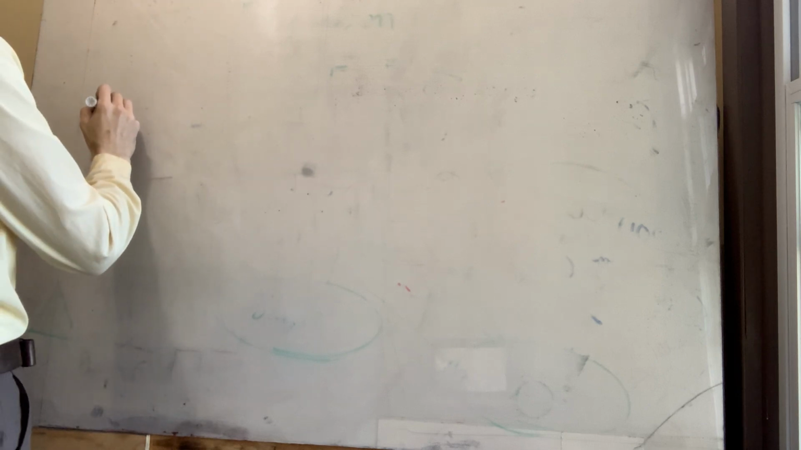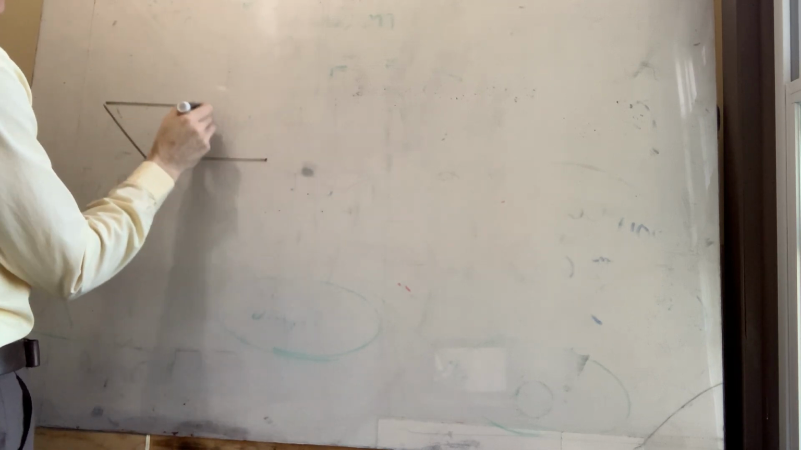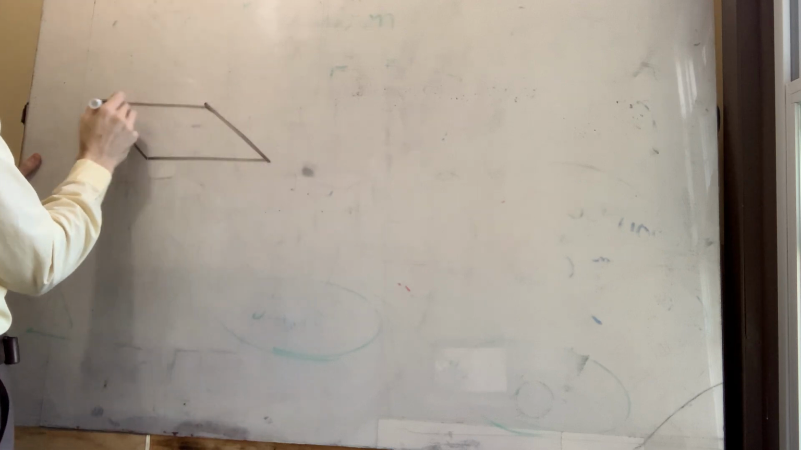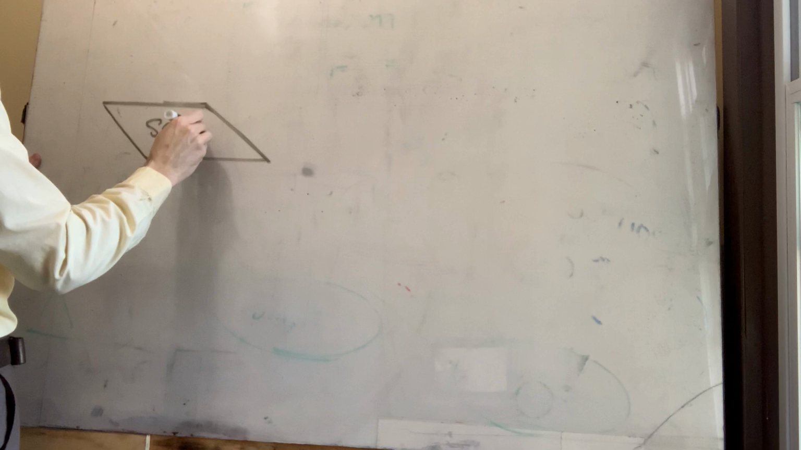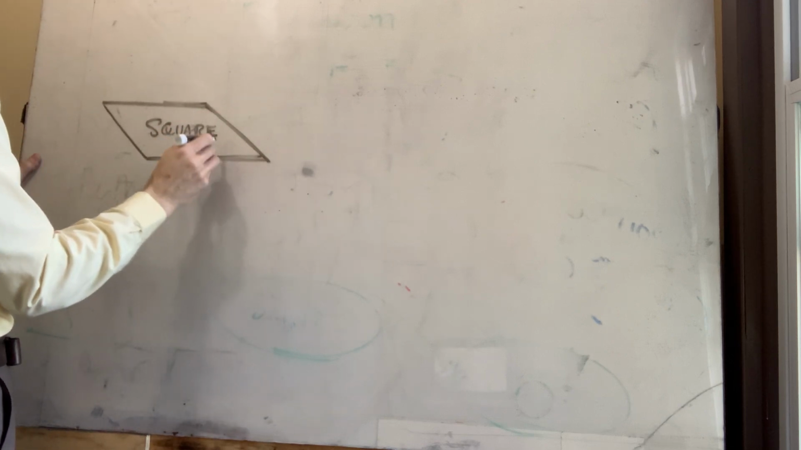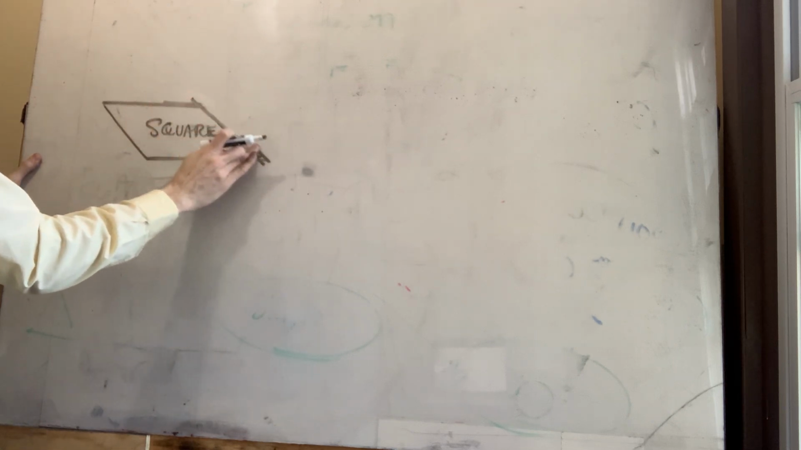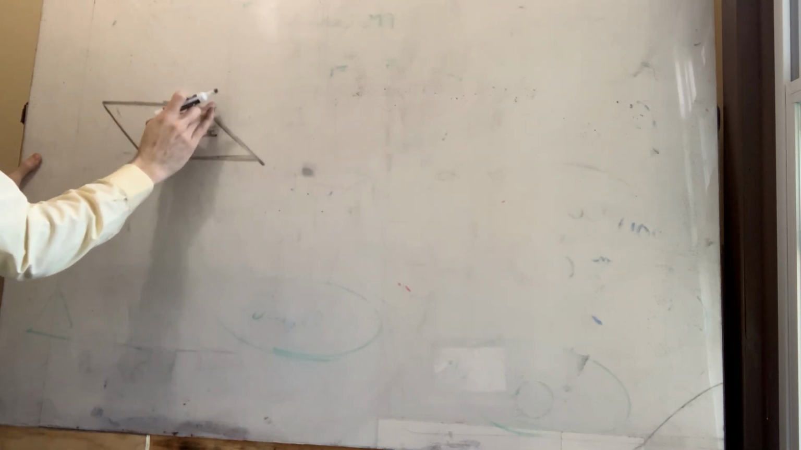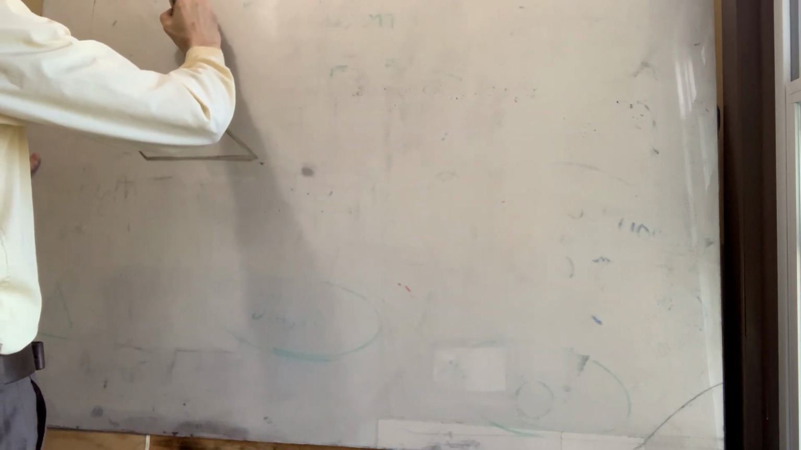You have a square-based pyramid. It looks like a parallelogram because of perspective, but it's supposed to be a square. Square. Label it. Maybe I should make that a little bit shorter. Okay. And everything is going to come to a point.